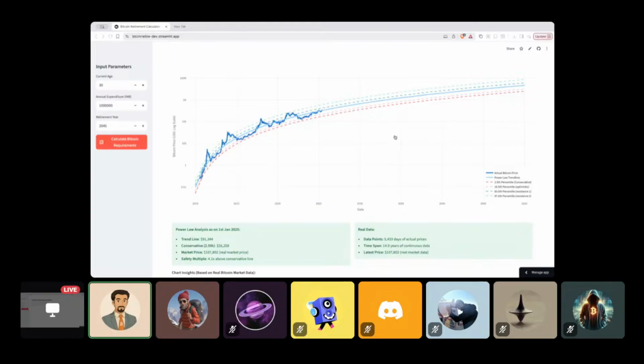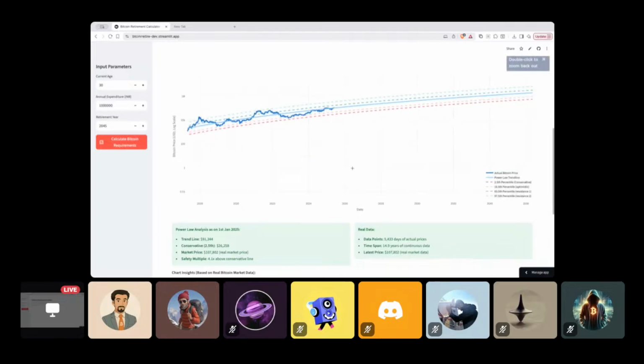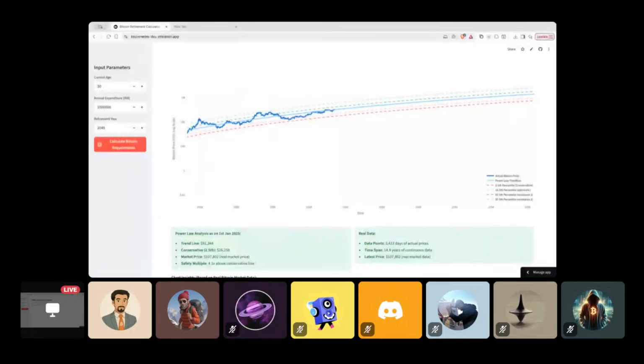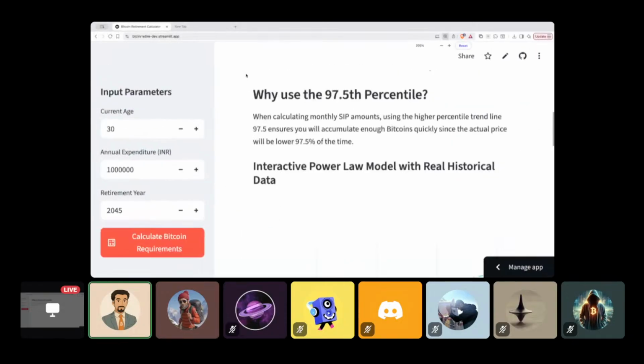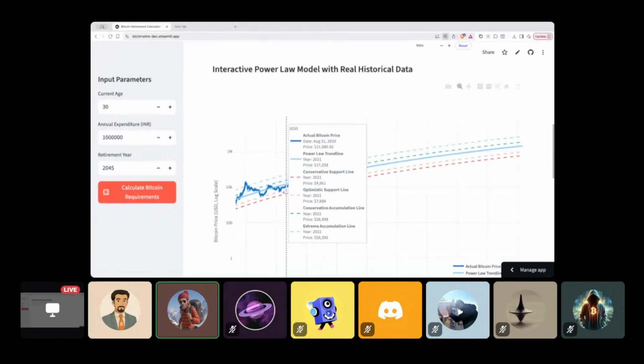Bala, can we zoom in a little bit? Yeah, one minute. Maybe you can zoom in the page itself. Yeah, yeah.